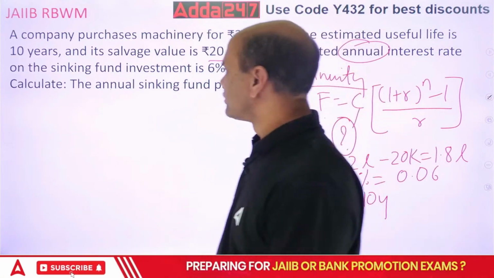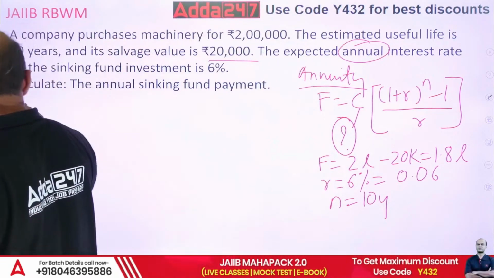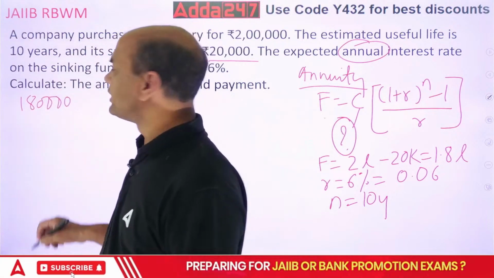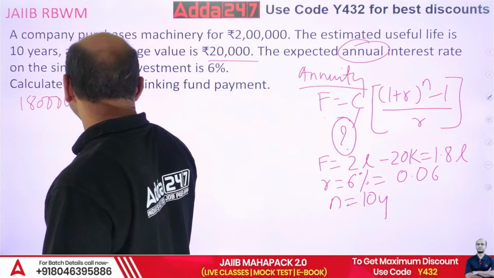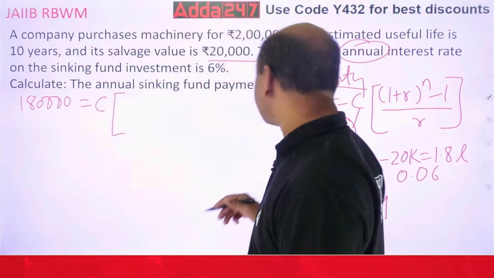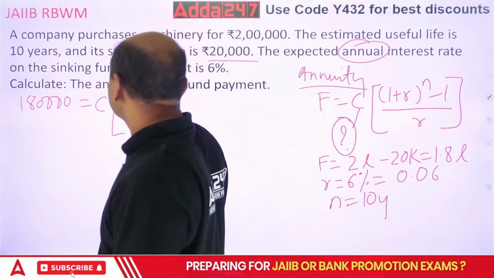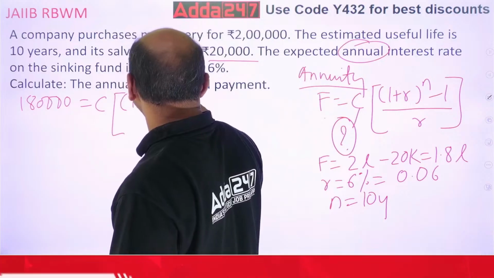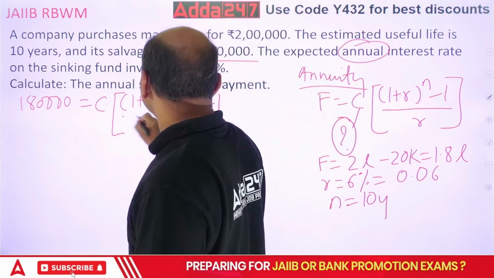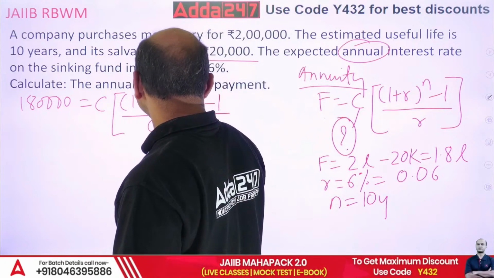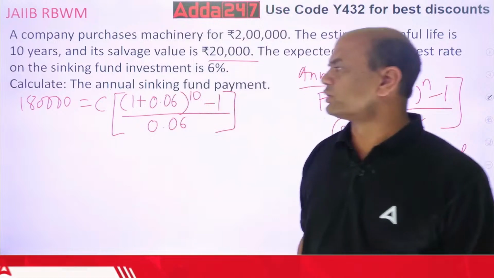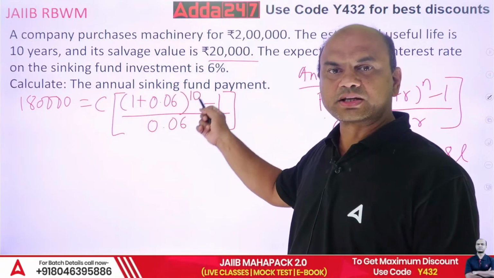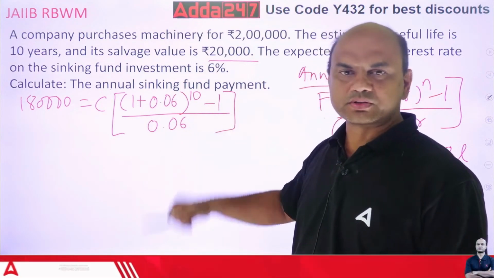So let's solve it. 1,80,000 equals C into (1 plus R raised to N minus 1) the whole upon R. Are you able to see this? 1 plus what is R? 6%, 0.06, raised to N, 10, minus 1, the whole upon 0.06. So 1,80,000 equals C into (1 plus 0.06 raised to 10 minus 1) the whole upon 0.06.